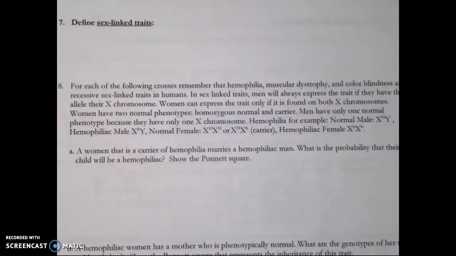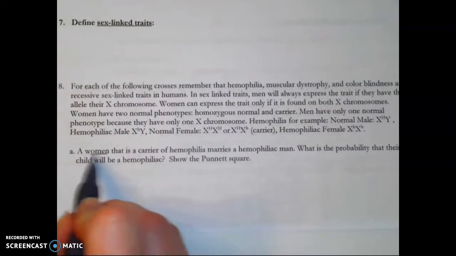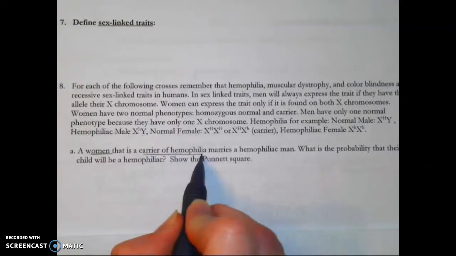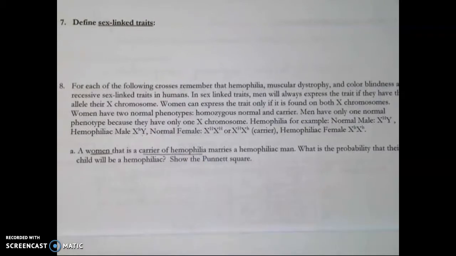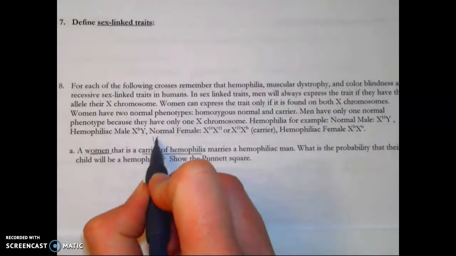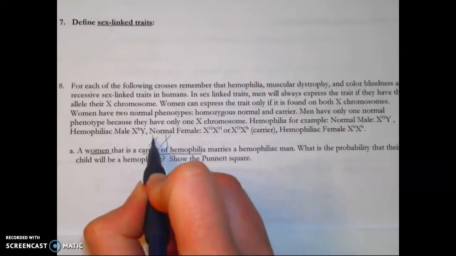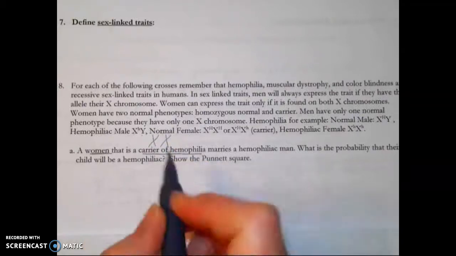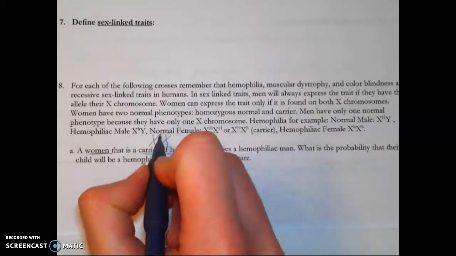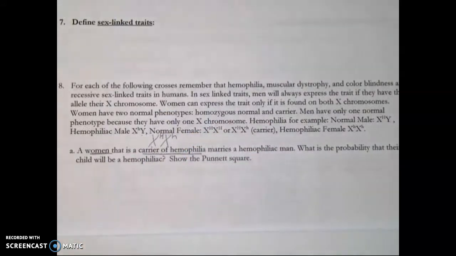So let's take a look at letter A here. So for letter A, we have a woman that is a carrier of hemophilia. So let's talk about the term carrier. A carrier means you have the allele, but you're not expressing it, which means it is masked and it is recessive. So we need to account for that. So we know this individual is female, so we need 2 X chromosomes. Remember, these are just the chromosomes. These are not the genotype. If she is a carrier, then she has the dominant, which is masking the recessive, but she can pass down the recessive to her offspring.